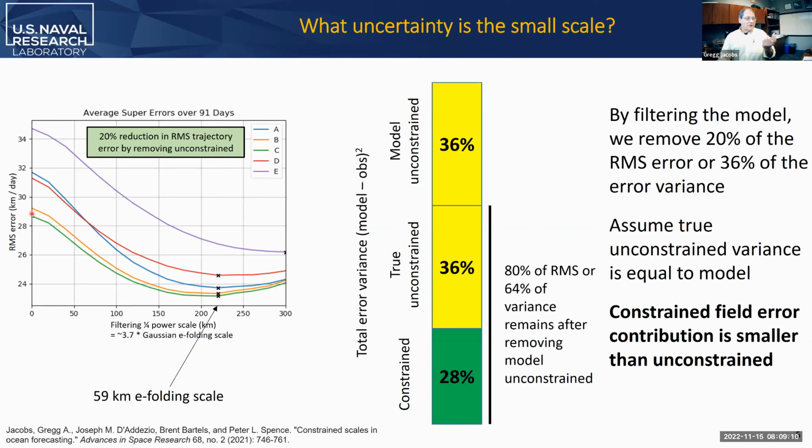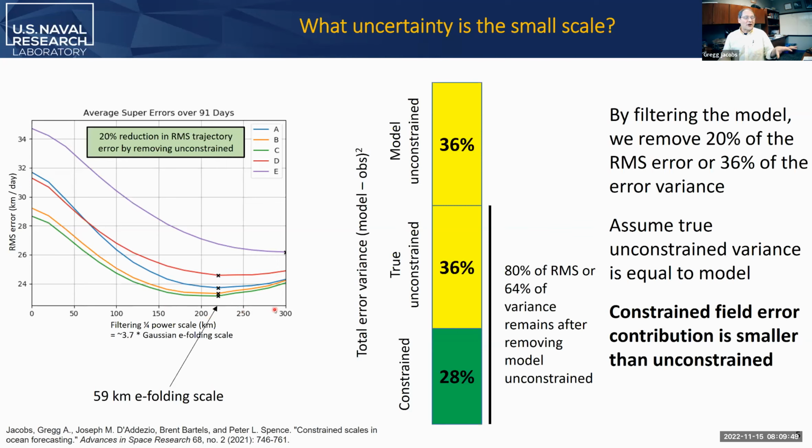If you filter that, we're using just a Gaussian filter here, and remove just the smallest scale features from the model, the errors start to go down because we're taking out features from the model that are in the incorrect position. As we start to increase the scale of the filter, we're removing more and more of those small scale features until we get to a minimum. If we start increasing the scale further, we're starting to remove features from the model that we actually have skill in, and so the errors start to go up. So this filtering process is how we're getting that estimate of the scale.